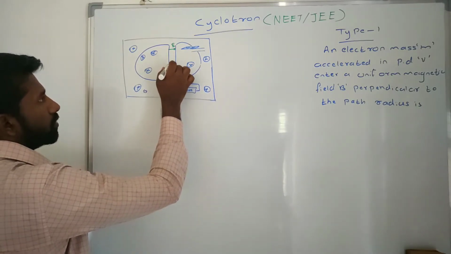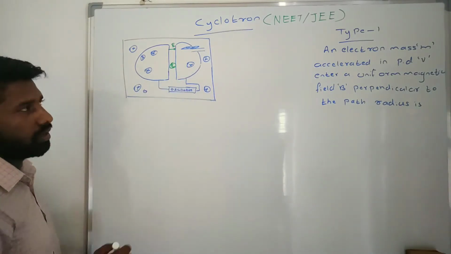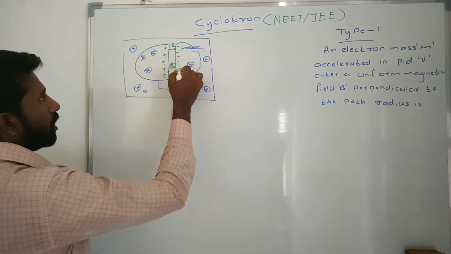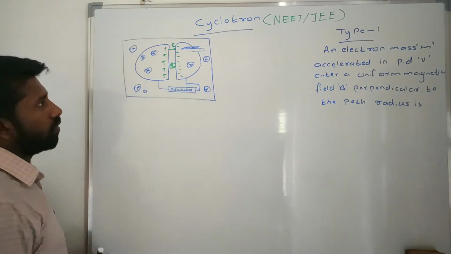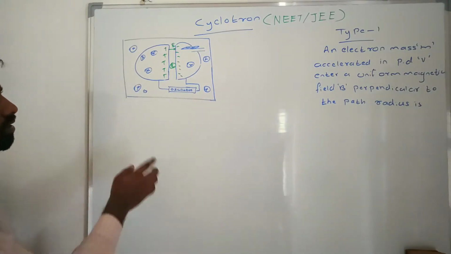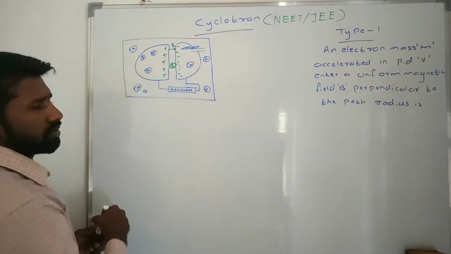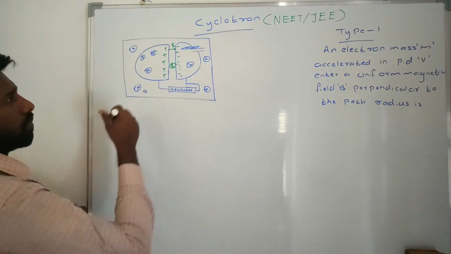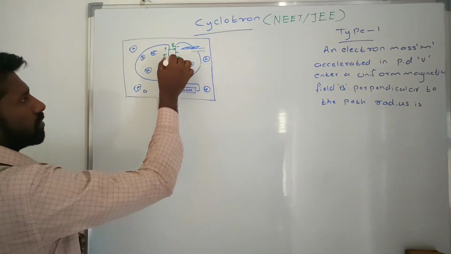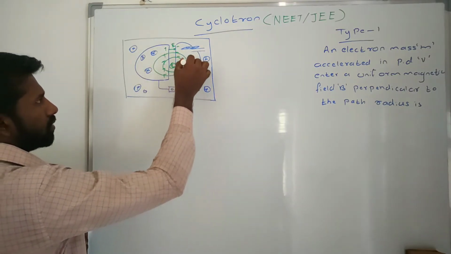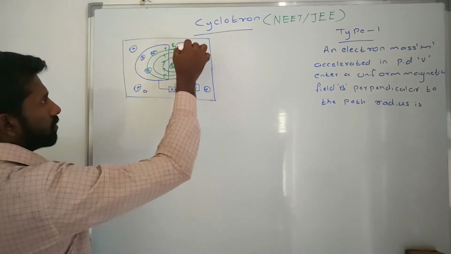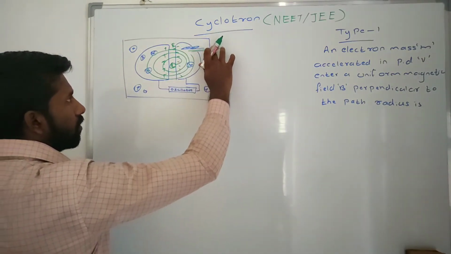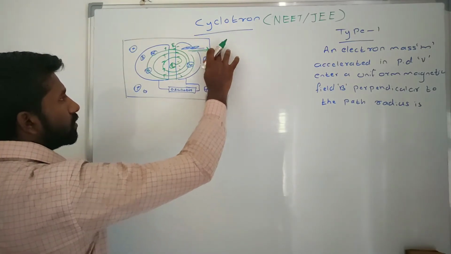If you take a positive charged particle here, initially it experiences a force. Due to this force it moves towards this side, and there it experiences a force from the magnetic field. The charged particle moves in a circular path, gets revolved, and finally comes out through this exit port.